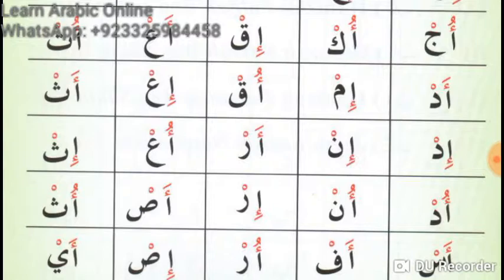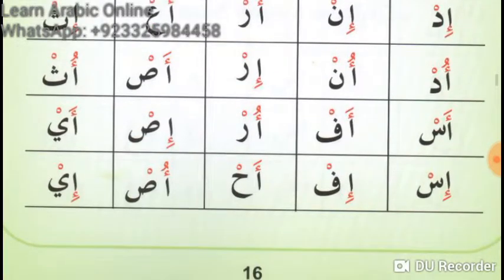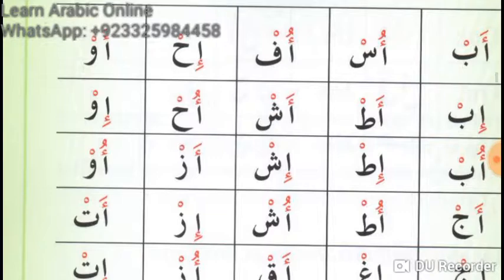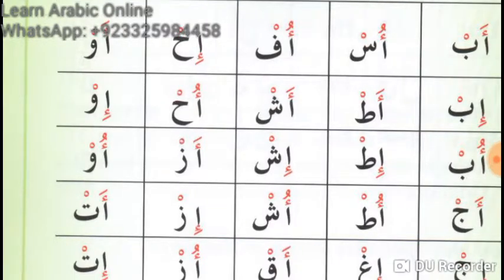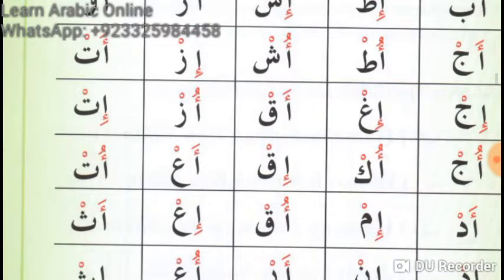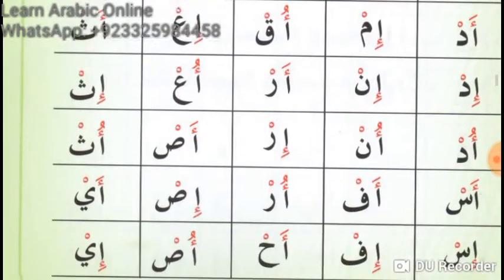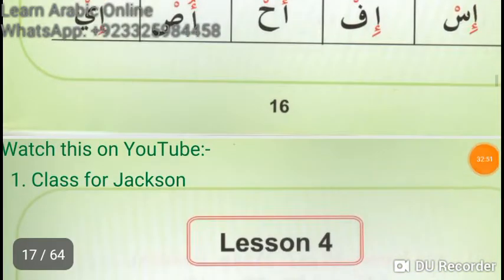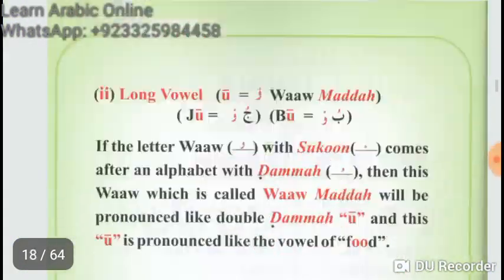Okay. A, I, U, As, Is, Us, Au, Iu, Uv. Okay. At, it, ut, as, is, us. Good. Now we have the fourth lesson. Let me check it.